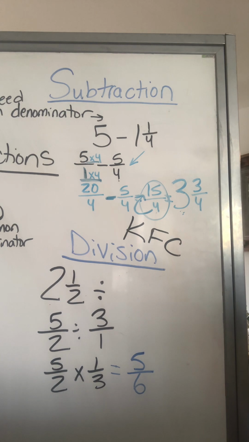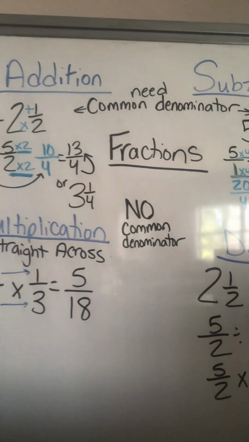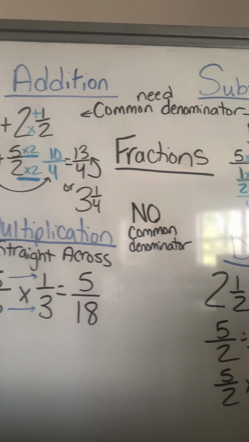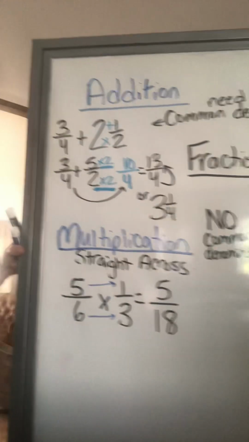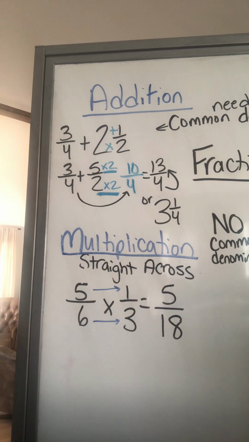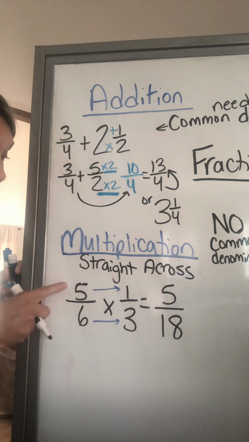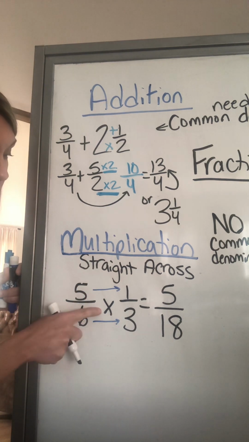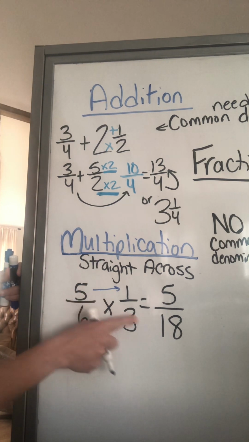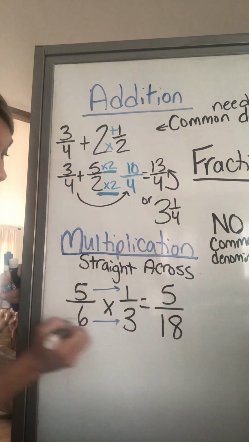All right, next problem is multiplication. Remember on multiplication that you do not need a common denominator here. So when you multiply, you just multiply straight across. So you do not have to find a common denominator when you multiply. So our problem is 5/6 times 1/3. Remember, no common denominator needed. This one's super easy. You just multiply straight across.